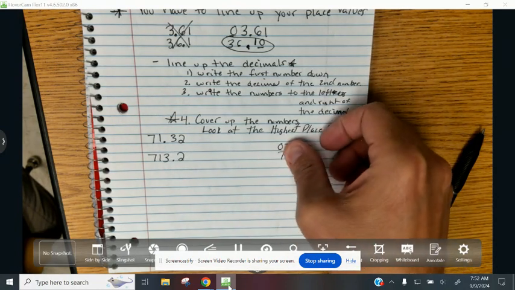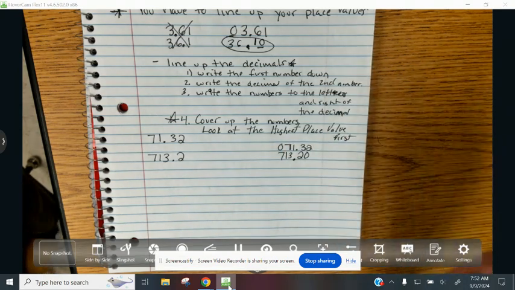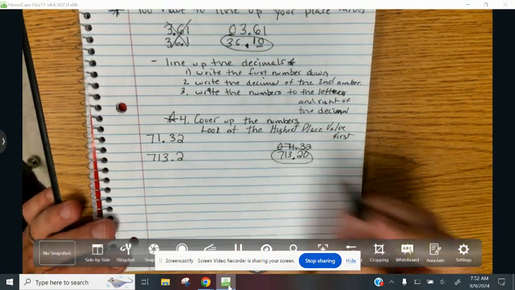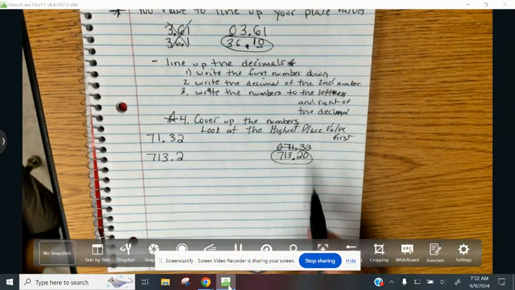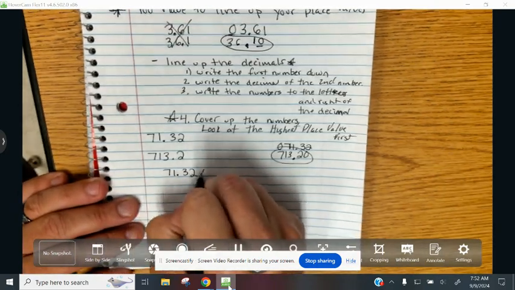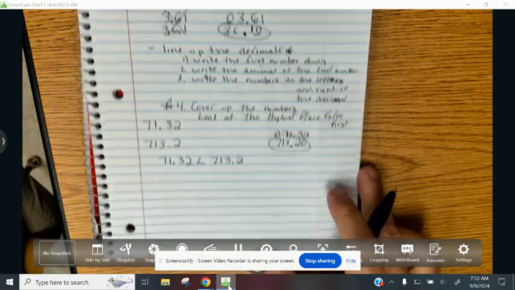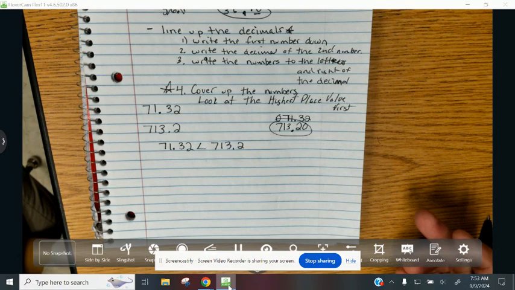So cover it up. Difference or same? Boom, right away, they're different. So beep, beep, beep. This one is the greater number. So if I rewrote it, I would say 71.32 is less than 713 and 2/10. So that's how you would kind of go about doing that.